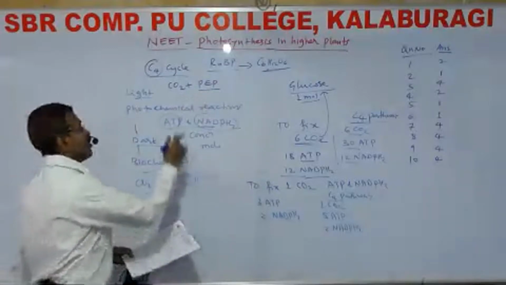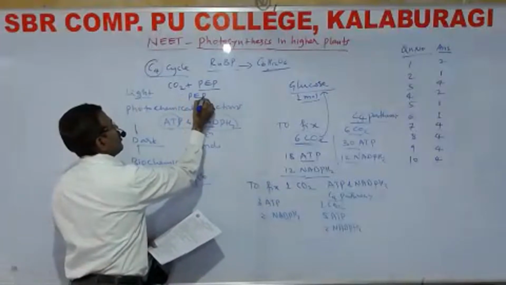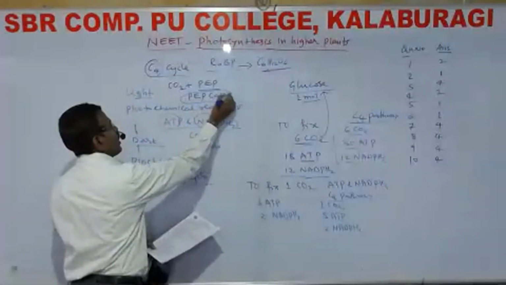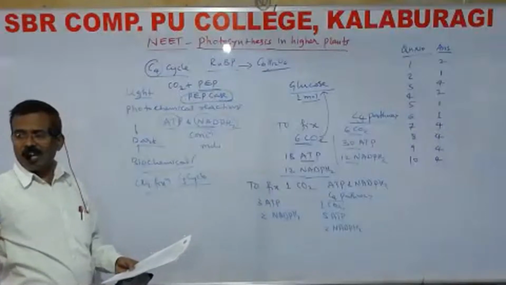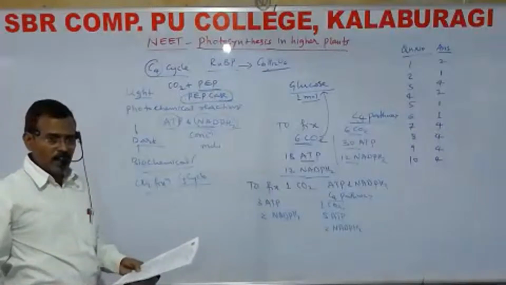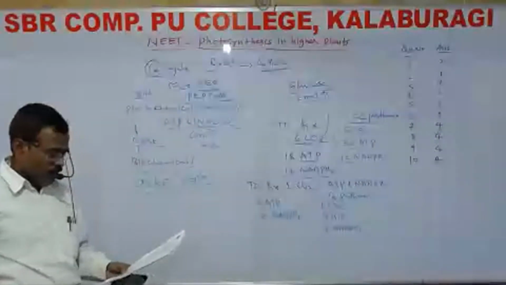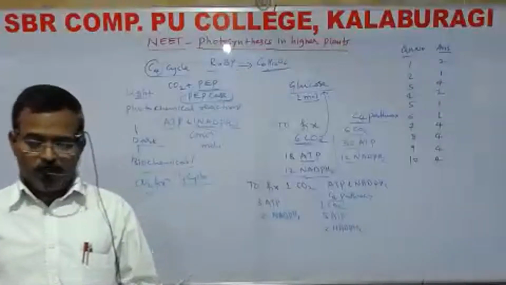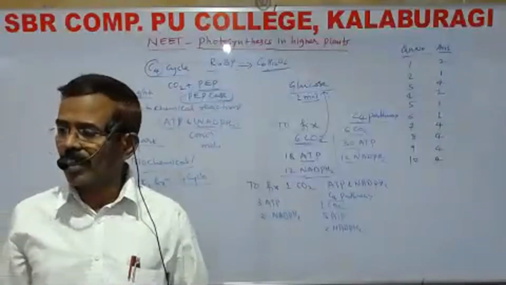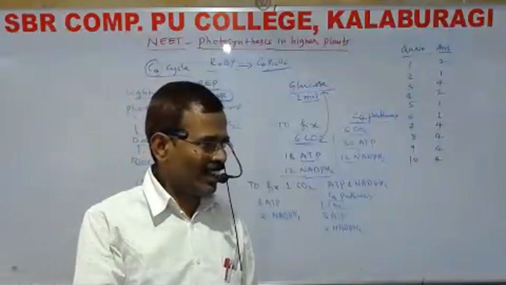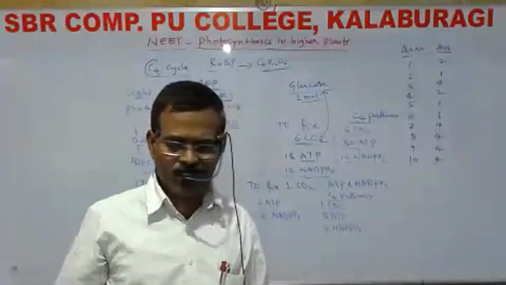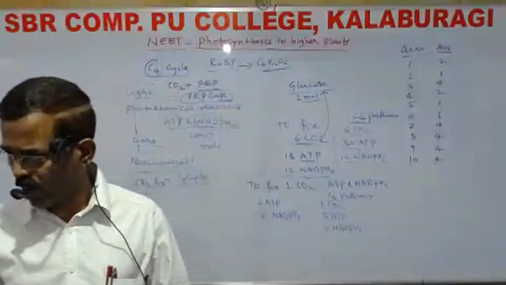In presence of which enzyme? PEPase enzyme, phosphoenol pyruvic carboxylase enzyme. So PEPase enzyme catalyzes carboxylation in C4 plant, not Rubisco. So that is why the first statement is wrong. Carboxylation occurs in mesophyll cell, correct? The initial carbon dioxide fixation occurs in mesophyll cell only, which results in 4-carbon compound formation.